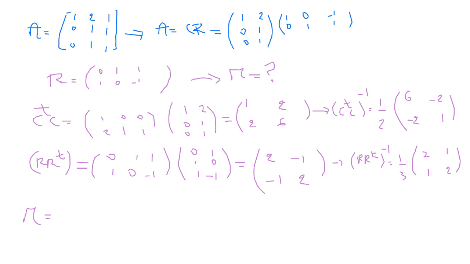to write M. It's CTC inverse times CT times A times R transpose and times RRT. Okay? And now we just have to do the math. Of course, you see you have 1/6 that gets out, and you have a couple of matrices to place. First of all, I'm going to place 6 minus 2 minus 2, 1.